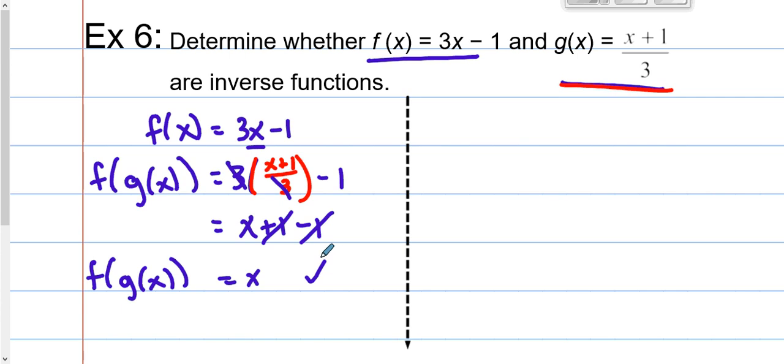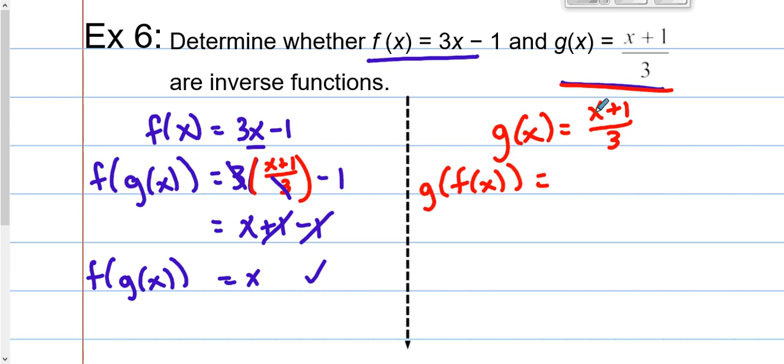Now I have to check it the other direction. So I have to take my g of x function, which is x plus 1 over 3, and I have to plug f of x in. So I have g of f of x. So now instead of that x right there, I'm going to put my f function in parentheses, 3x minus 1, then the plus 1 from the top of the function over 3.